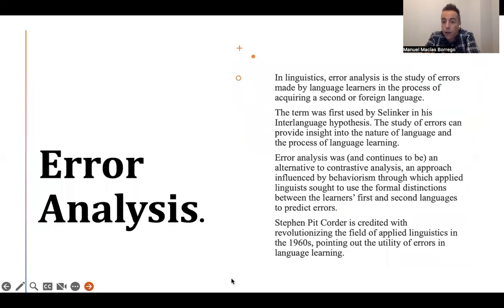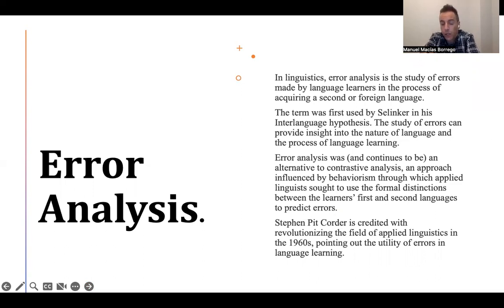When we talk about error analysis nowadays in linguistics, we talk about the study of errors made by language learners in the process of acquiring a second or further foreign language. The term was first used by Selinker in his interlanguage hypothesis. The study of errors can provide insights into the nature of language and the process of language learning.